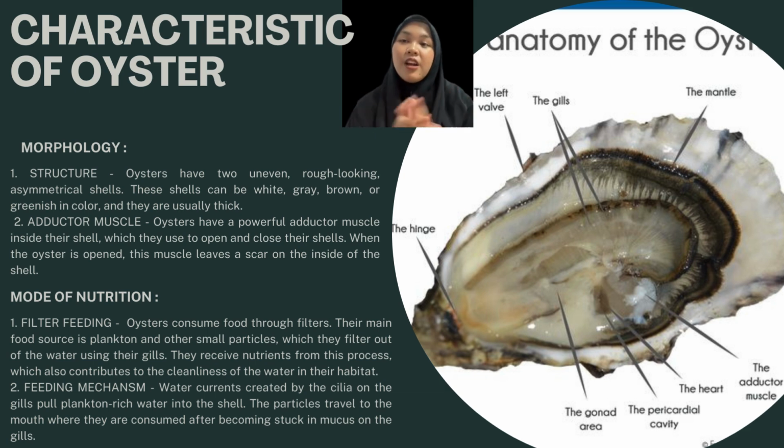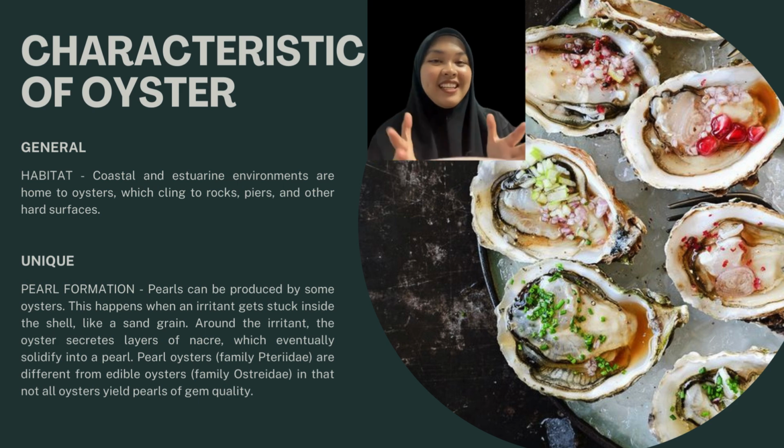Okay, secondly, mode of nutrition. Oysters consume food through filter feeding, filtering food out of the water using their gills. They receive nutrients from this process. Thirdly, I'm going to describe the habitat of oyster. Coastal and estuarine environments are home to oysters, which cling to rocks, piers, and other hard surfaces.